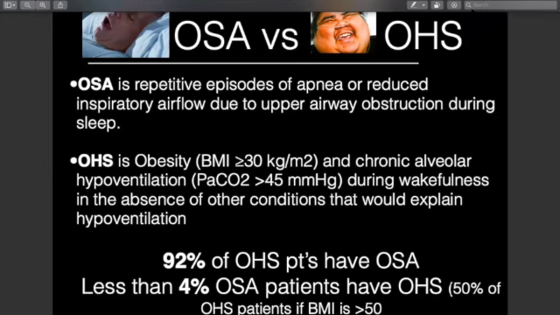Now, obesity hypoventilation syndrome, you have to have a few things. You have to have obesity, right? So BMI greater than 30, and you need chronic alveolar hypoventilation. So what is alveolar hypoventilation? Alveolar hypoventilation is the inadequate alveolar ventilation that leads to elevated PaCO2. But this is in the absence of comorbid lung disease.